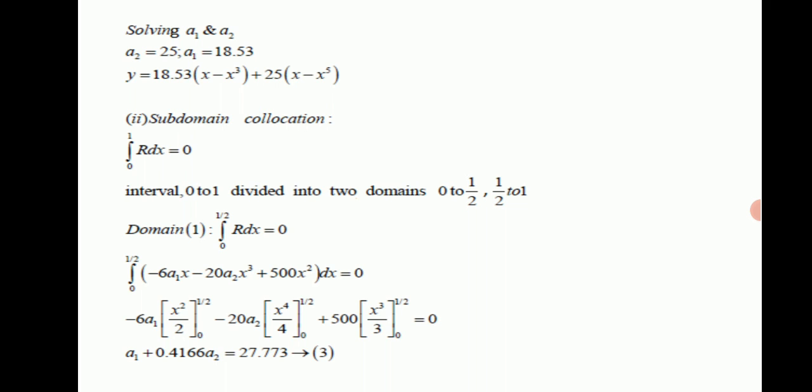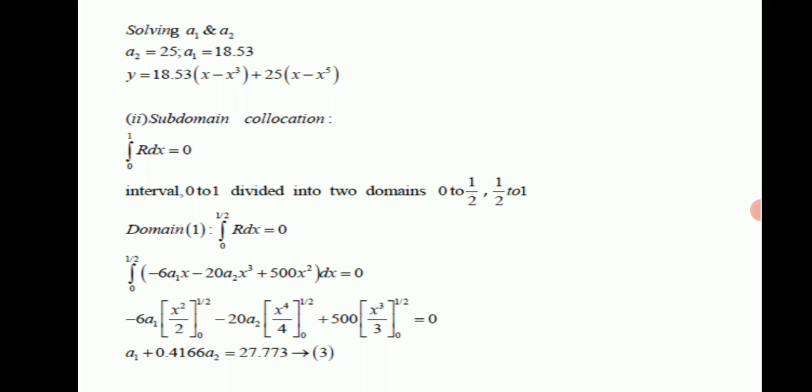So y is equal to 18.53 into (x minus x cube) plus 25 into (x minus x power 5). The second method is the subdomain collocation method, with limits 0 to 1, because the limit given is 0 to 1. So the integration from 0 to 1 of r dx is equal to 0. The interval 0 to 1 is divided into two domains, the same as for the collocation method: 0 to 1 by 2 and 1 by 2 to 1.